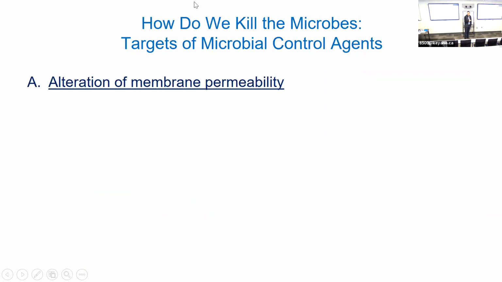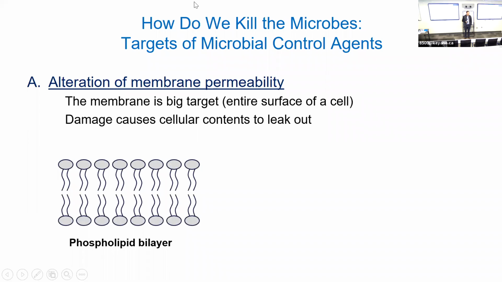Okay, so before we get into the methods, I want to talk about how we kill these things. And we kill these things by basically affecting different parts of the cell. So one big area is the membrane, and the membrane, of course, surrounds the entire cell. And so this is a great target, and the membrane is made of phospholipids. So anything that affects phospholipids or phospholipid bilayers is going to kill that cell.